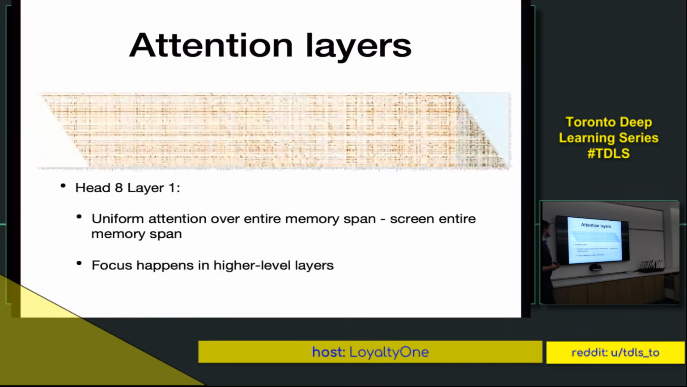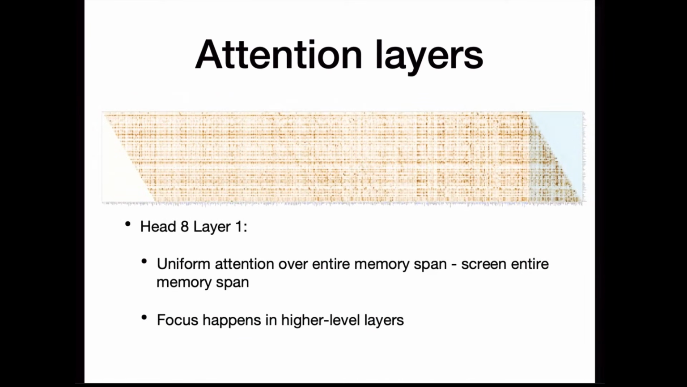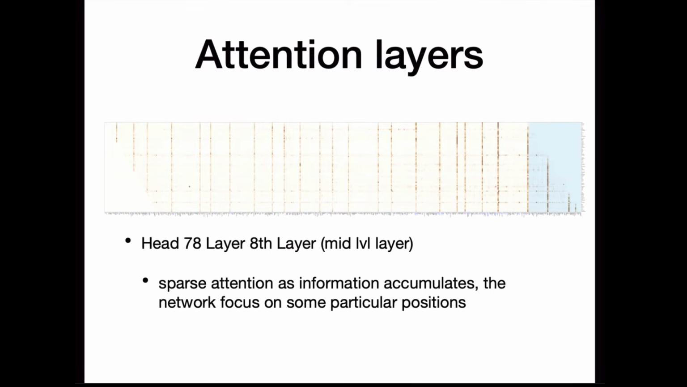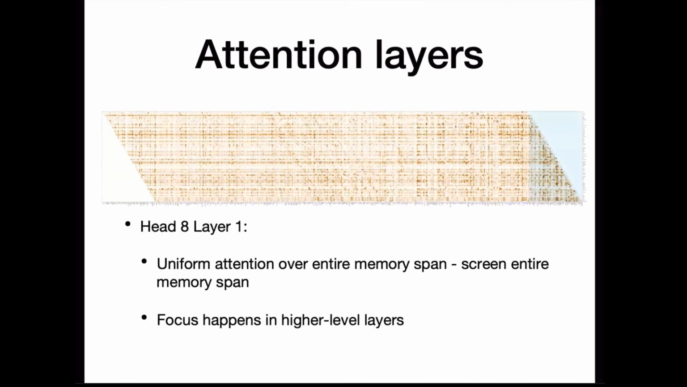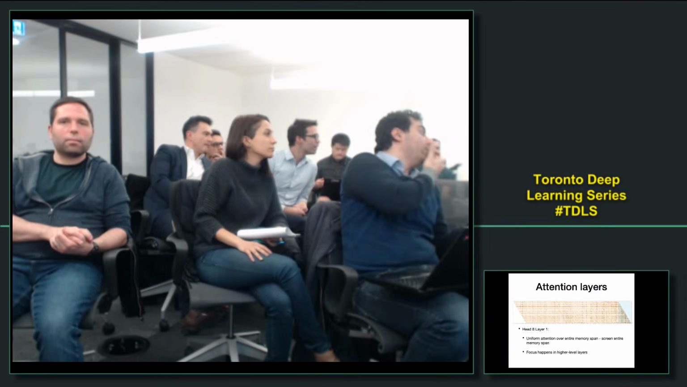Then they look at layer 1, head 8, and they see a kind of uniform attention distribution. The idea is you're in one of your first layers, so you don't want strong biases or to remove certain positions. So you kind of screen the entire memory span, and the focus on certain sections happens later. Just to add the answer to the question, full and half: they're applying cross entropy to half or the full segment from the loss.